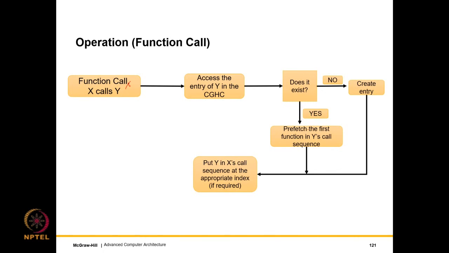If it exists, what we do is we prefetch the first function in y's call sequence, right? So once we have entered y, y will start calling some functions. In that, we prefetch the first function. And in both cases, we come to this box where we put y in x's call sequence at the appropriate index if required, right? So if it is not already there, then we put function y in function x's call sequence if required, and we proceed.